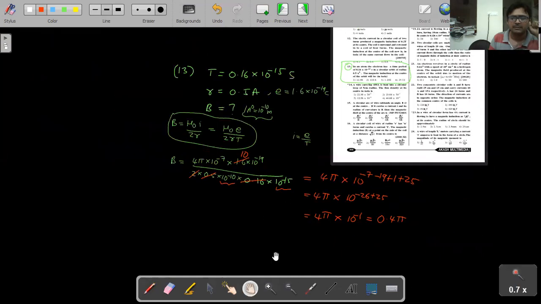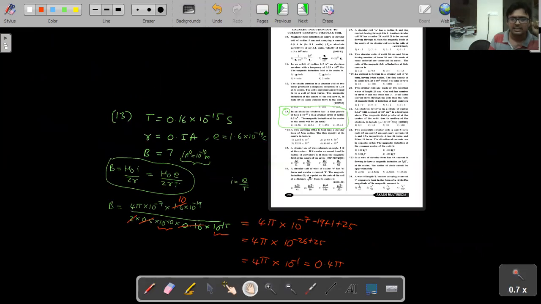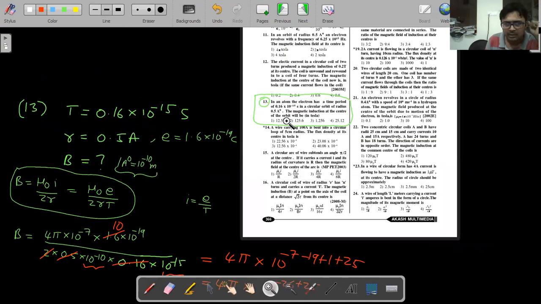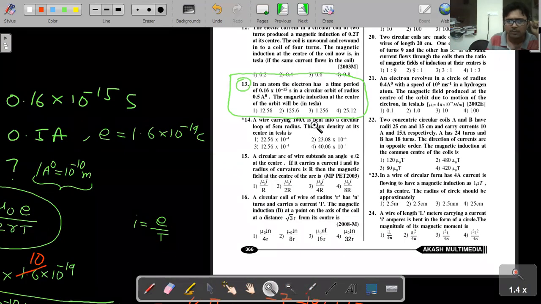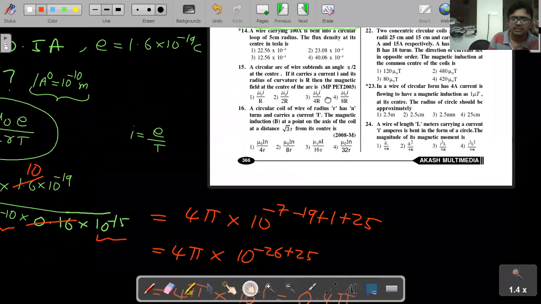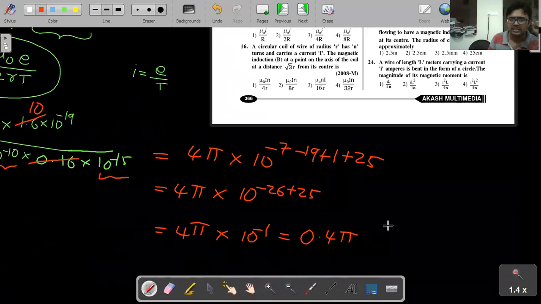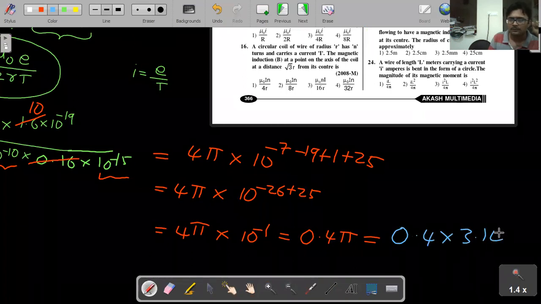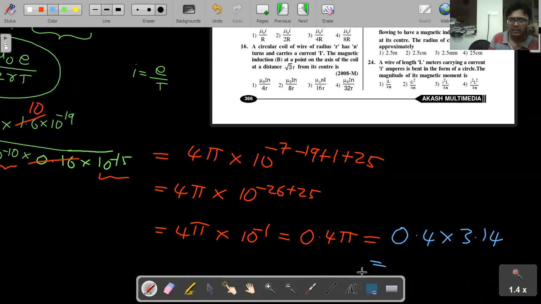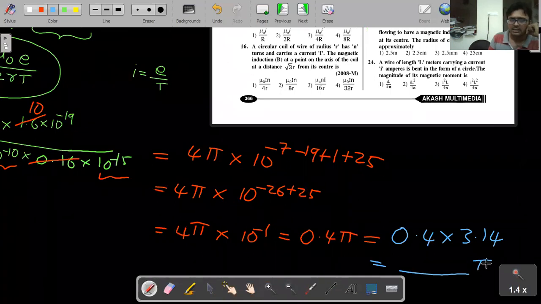Now let me check what answer they mention. They didn't mention the answer in terms of pi, so you have to substitute the pi value also. Let me substitute the pi value and calculate. 0.4 into 3.14. Can anybody tell what answer you are going to get here? Just calculate and tell me. The answer I have to get is in Tesla, right?